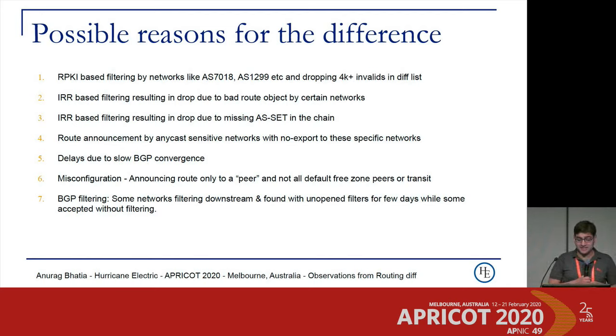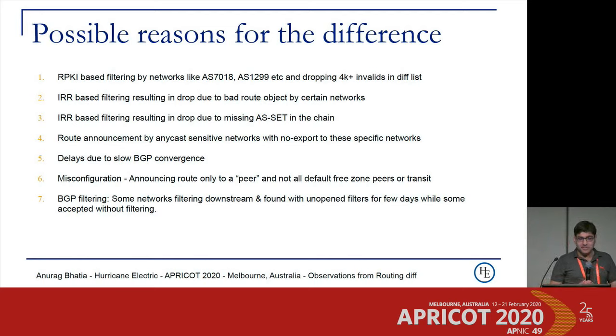Route announcement by sensitive networks with no-export. There were a couple of cases here with no-export on Anycast networks, although it feels like they probably were not sure what they were doing, because that can't be the case. Why would they cause a black hole? It would cause a black hole unless there's a covering prefix, which wasn't there in a few cases.